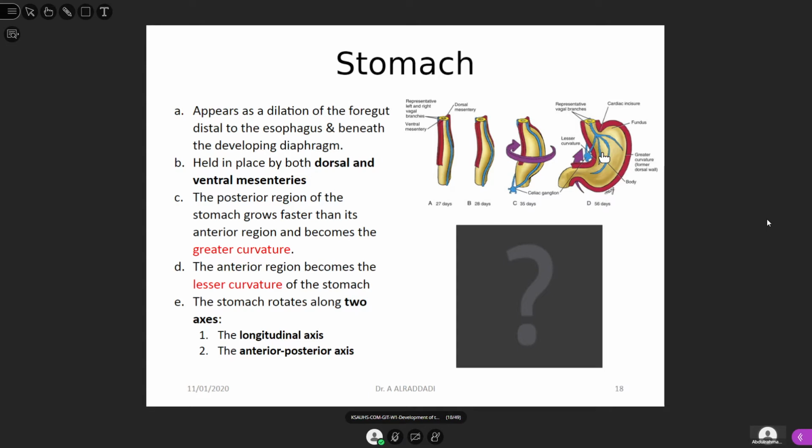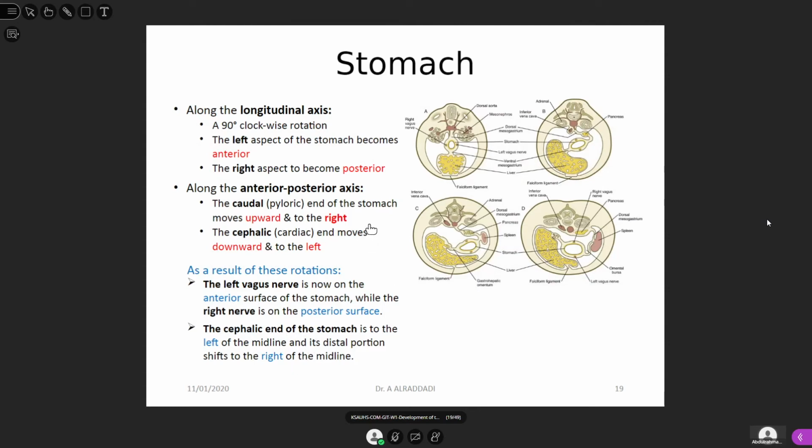The stomach will rotate after that around two axes, longitudinal axis and anterior posterior axis. So we have expansion, we have rotation, a rotation of the stomach around two axes, the longitudinal axis from superior to inferior, and the anterior posterior axis. Along the longitudinal axis, the stomach will rotate 90 degrees clockwise. The left aspect of the stomach will become anterior. The right aspect will become posterior.